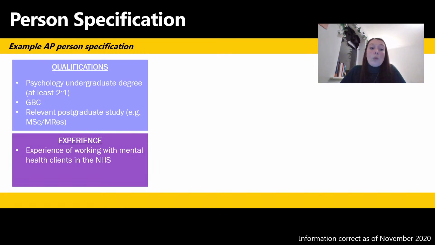With experience, they might want you to have experience of working with mental health clients in the NHS. They might want you to have previous AP experience. And they might want you to have experience with that particular client group. So, for example, I'm currently working in primary care, and part of my role is working with older adults to try and improve access to our service for them. So experience with older adults was really key for me, I think, in getting that role. So they might want you to show that you have got that experience.